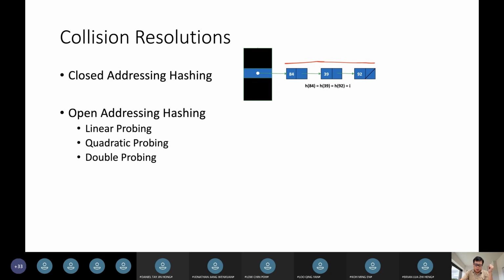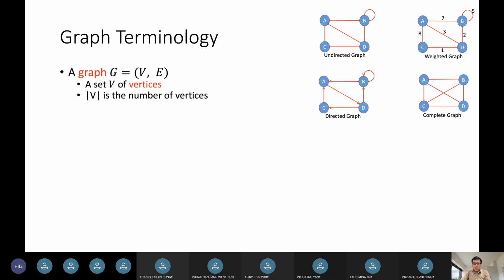Okay. So that's it about hashing. Then we studied the graph. You remember the graph, right? We have the graph. We have the list of the vertices and the list of the edges. Okay. V is the vertex, and an edge just connects the vertices, right?